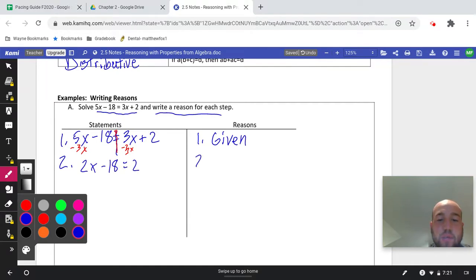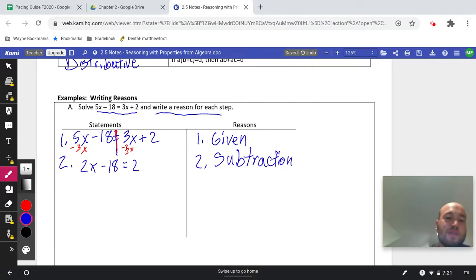Now, right here for step 2, what I'm saying is, how did I get from step 1 to step 2? And I use the subtraction property. So I have to put subtract or subtraction. That is how I got from step 1 to step 2. So now, how am I going to get from step 2 to step 3? I'm going to have 2x equals 20 because I'm going to add that 18. So if I add it to both sides, that is addition property.